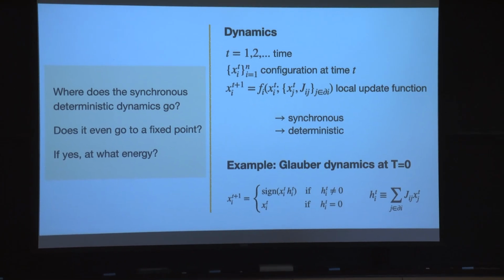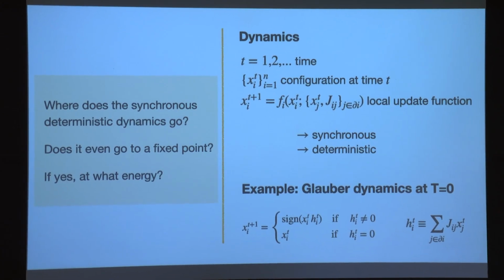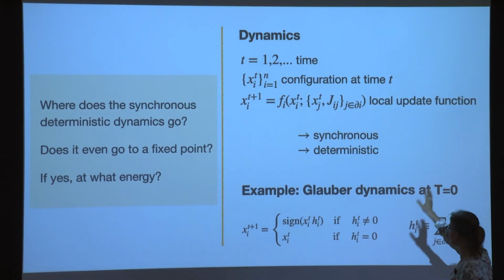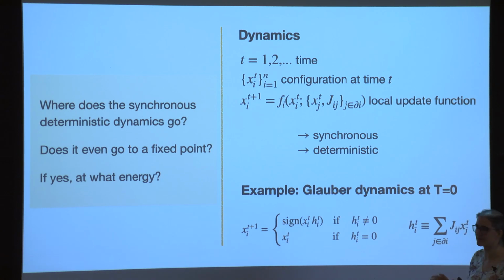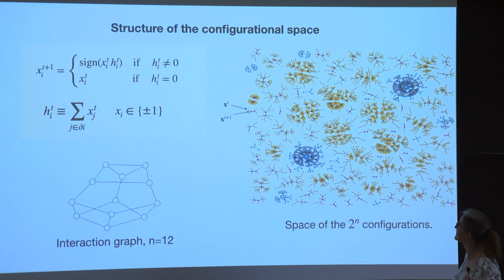Okay, let's go back to the dynamics. This is again just the dynamics, and for concreteness, the theory is generic, but for concreteness, we will be looking at this majority dynamics. And the questions are now, to which of the minima it actually goes. So far, we just described how many of them there are at a given energy. We still didn't say anything about where it goes. Does it even go to a fixed point, actually? Because even that is not, in general, true. But if it goes to a fixed point, at what energy?